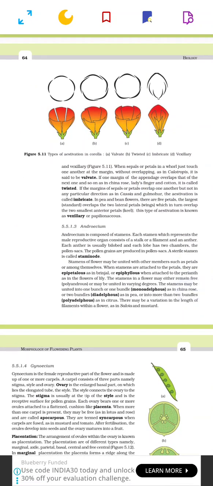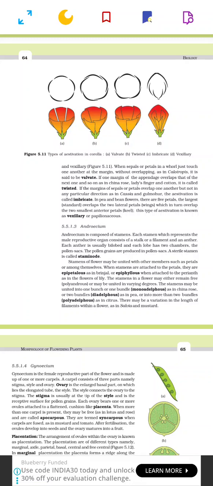Now the androecium. Androecium is composed of stamens, and each stamen, which represents the male reproductive organ, consists of a stalk or filament and an anther. Each anther is usually bilobed and each lobe has 2 chambers, the pollen sacs. The pollen grains are produced in the pollen sacs. A sterile stamen is called a staminode.